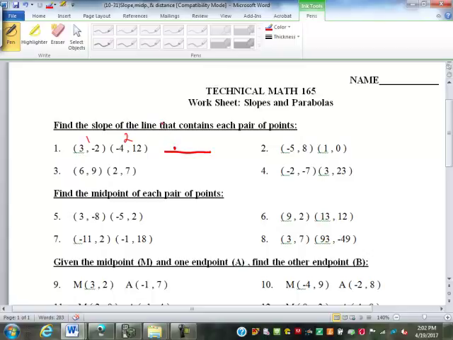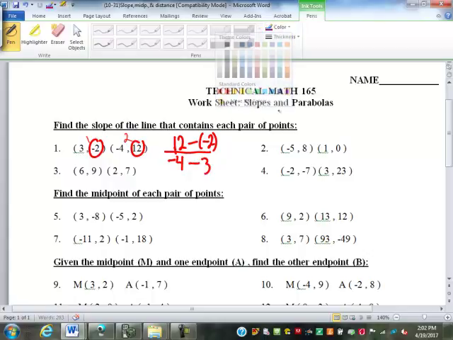Well, actually, it'd be 12 minus negative 2. Good. Y2 minus y1. And on bottom, it's x2 minus x1. So what goes down here? Negative 4 minus 3. Perfect. So what is 12 minus a negative 2? 14. Good. And negative 4 minus 3? Careful. Negative 7. So that divides out to be a negative 2 for our slope.